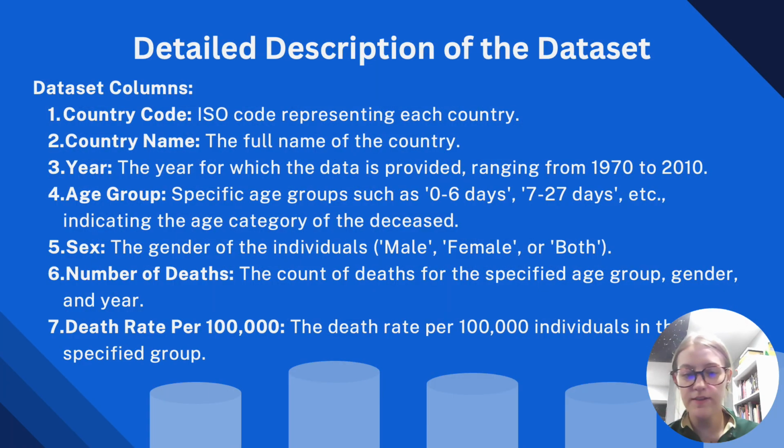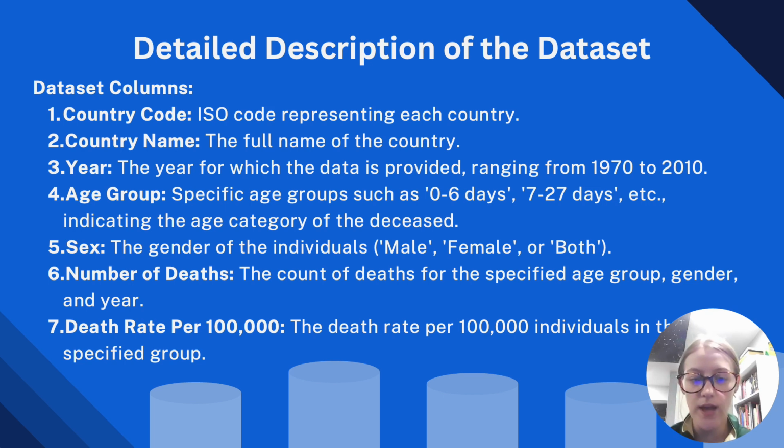Our primary dataset contains 7 columns. The first one is going to be our country code, which is the ISO code representing each country. Then we have country name, and then year, which will be data ranging from 1970 to 2010. For our fourth column, we have age group, which I will talk about in our next slide.